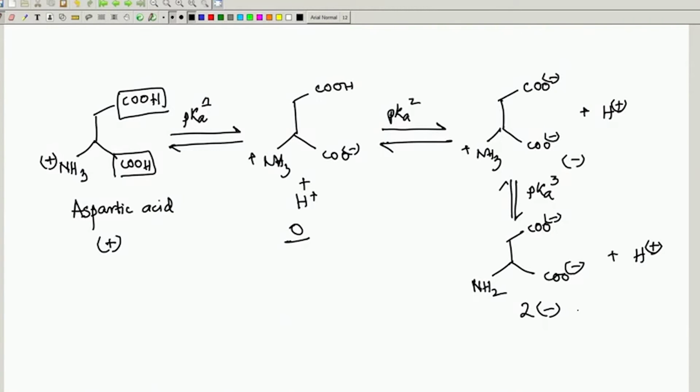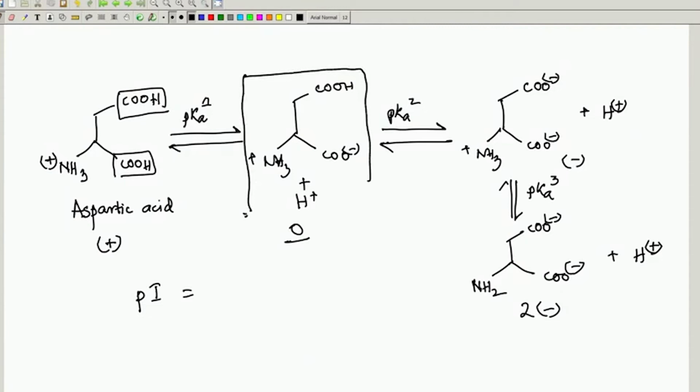Okay. So, now what will be the isoelectric point, pI? Now, the pI is basically taken as the average of the two pKa values on the left and right side of the neutral form, or of the zwitterionic form. Now, the zwitterionic form is this one.